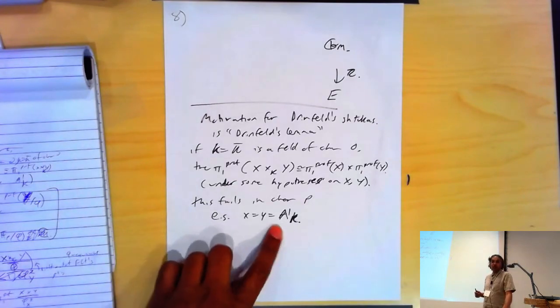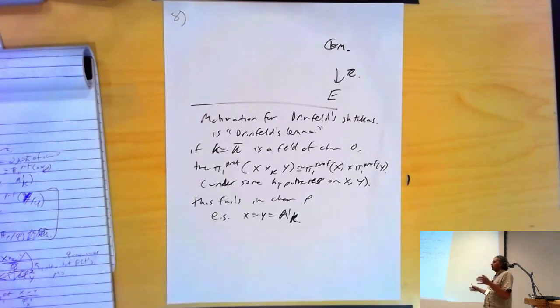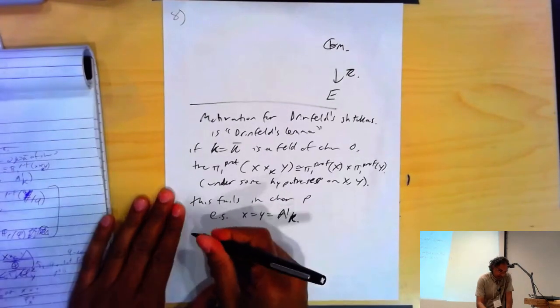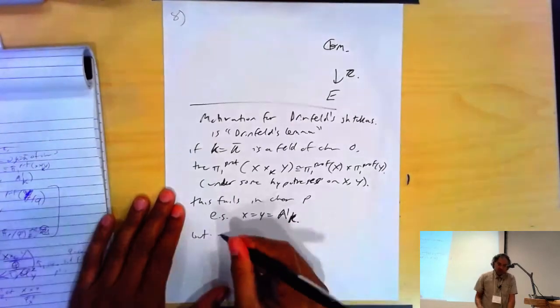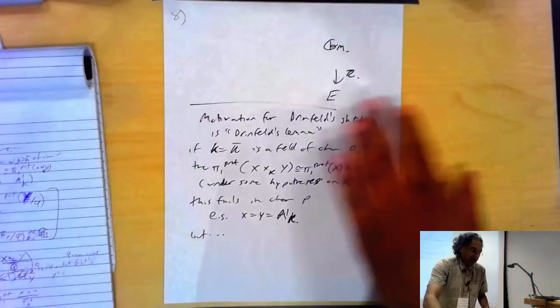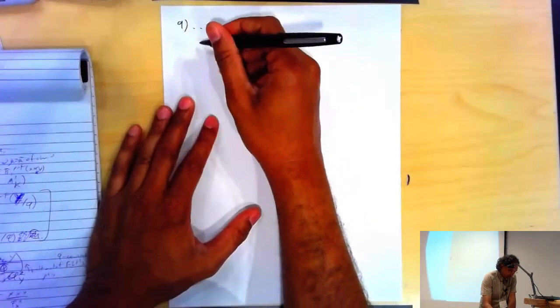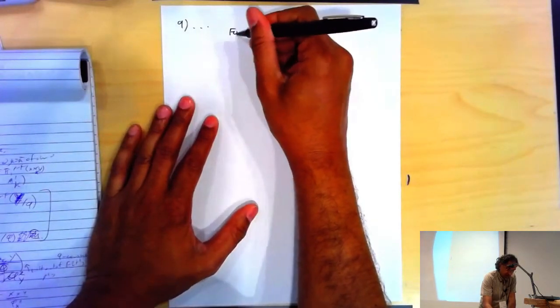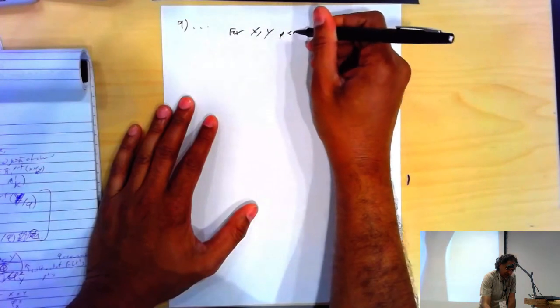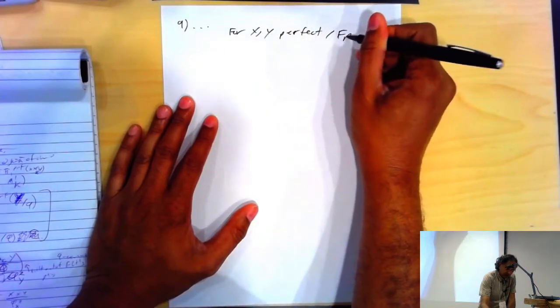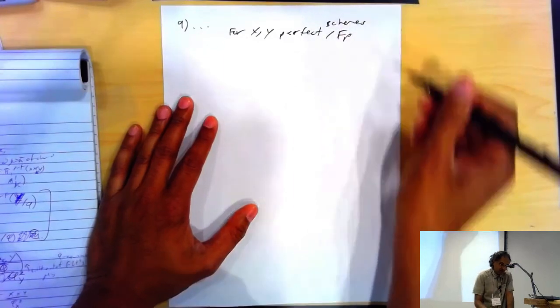And the product is somehow much worse. The fundamental group of the product is not the product of these fundamental groups, but there is a relation that somehow involves dividing by the action of Frobenius. So there's a relation of the form, and I'm going to write this in a very crude way, for X, say, perfect schemes over F_p. Perfect schemes right now; there is a perfectoid version of this in a moment.